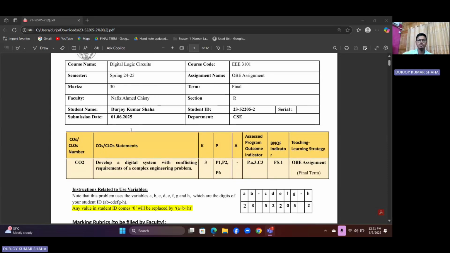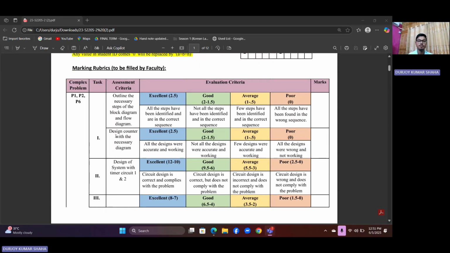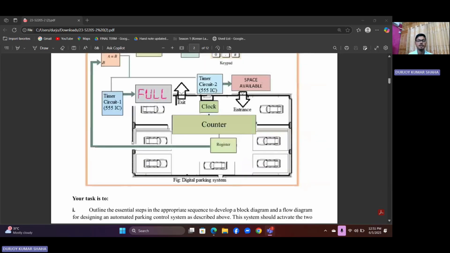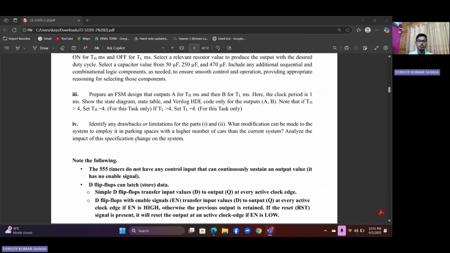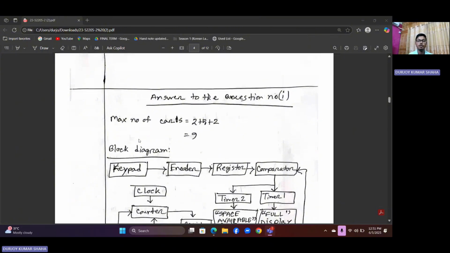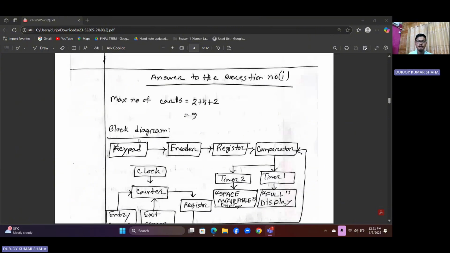Today I will explain a simple car parking system using a block diagram and flowchart. We are considering a parking lot with a maximum capacity of 9 cars, that is 2 plus 5 plus 2 plus 9. That's what we got using our ID. Here is the block diagram.